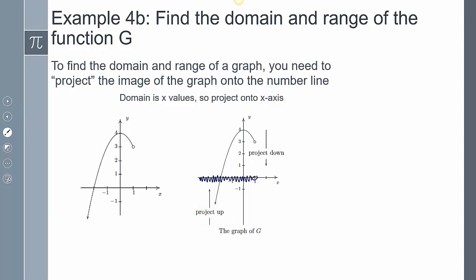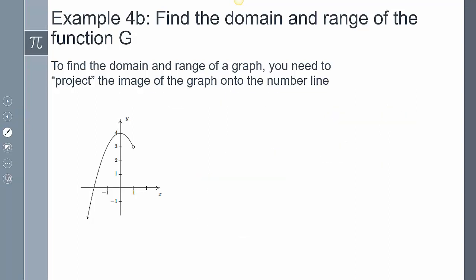And so once you project it onto that number line, it's really easy to look at that and determine what my domain is going to be. Since this goes on forever, I can say that my domain is going to be from -infinity all the way to 1. And since that's an open circle, it's going to be a non-included value. Now let's do the same thing and look at the range.